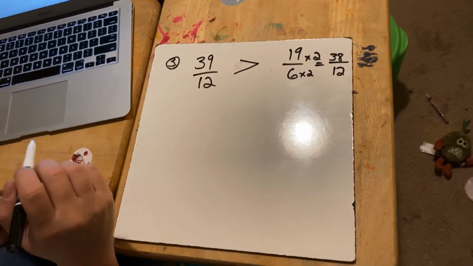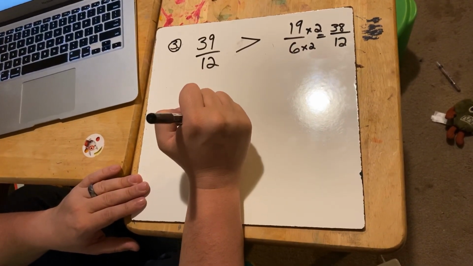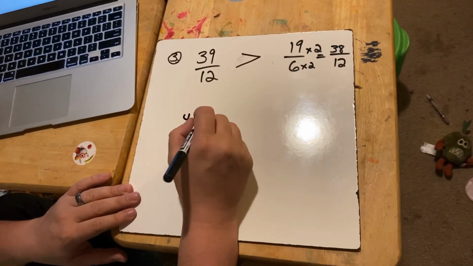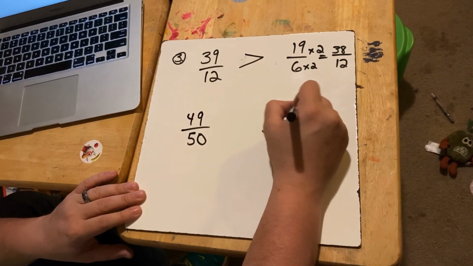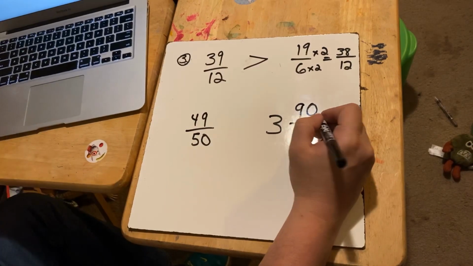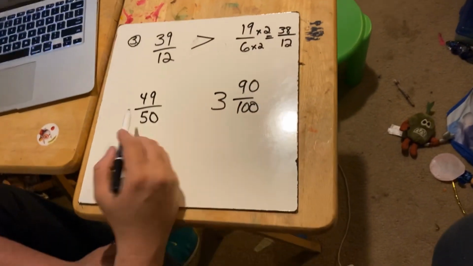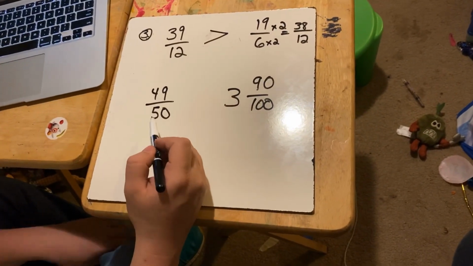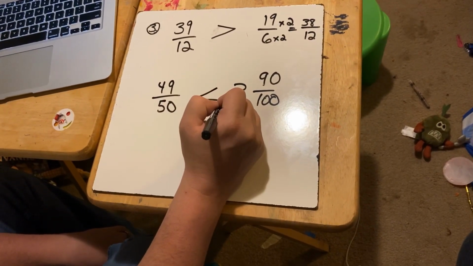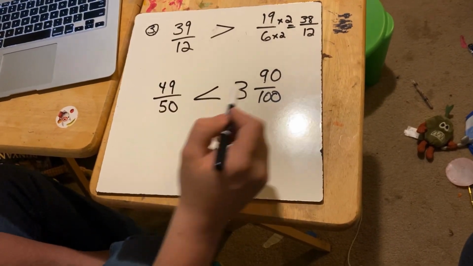Finally, L is going to be an easy one. We've got 49/50 and 3 and 91 hundredths. Well, guess what? This is greater than 1. It's got a whole number. Is my numerator smaller than my denominator? Yes, it is. So this is less than 1 whole. So this has to be less. This doesn't have a whole number with it. This is a regular proper fraction, and this is a mixed number.